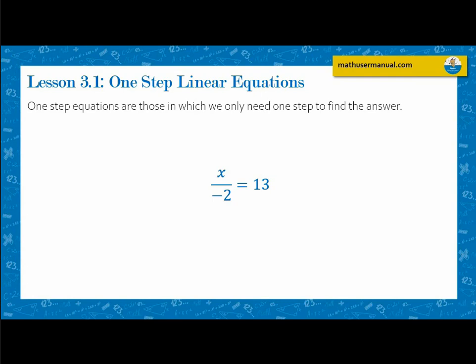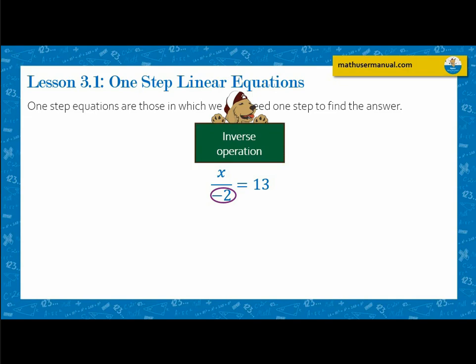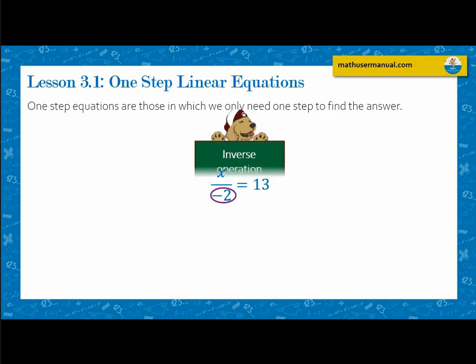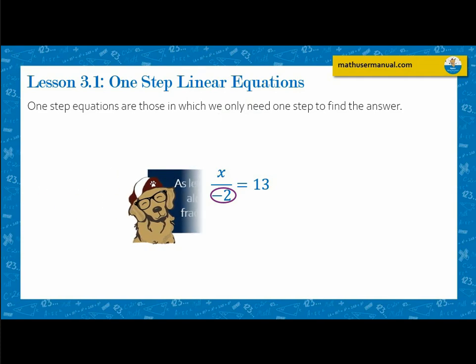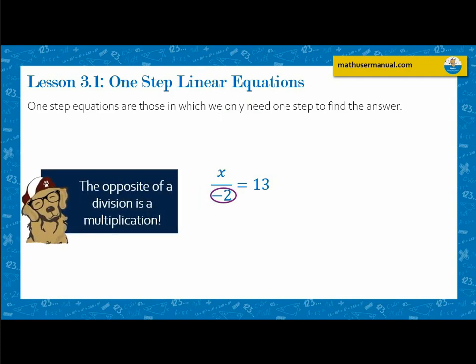Let's do one more example, very similar to the second example we did. x divided by negative 2. We're solving for x. That x needs to be by itself. The negative 2 is not letting it be by itself. So we have to do inverse operation to remove that negative 2 from the left side. One more time, fractions are divisions. And the opposite of division is a multiplication. So if we have a 2 dividing, we have to make a 2 multiplying.